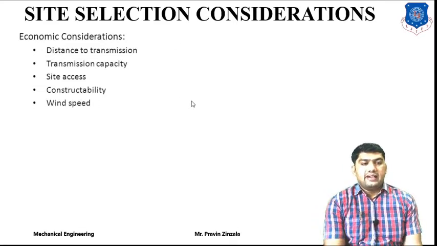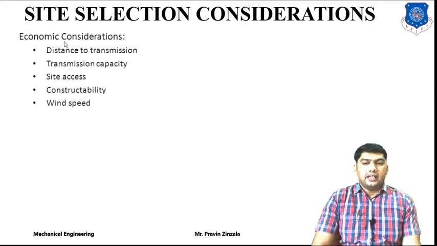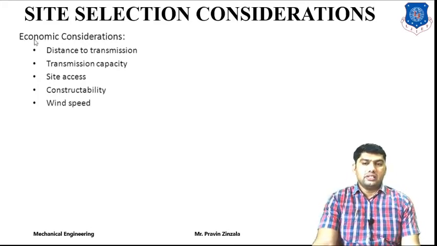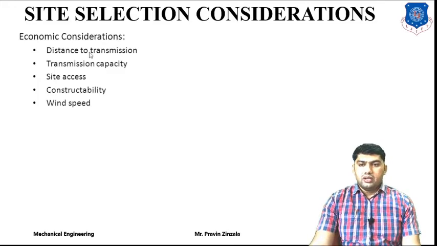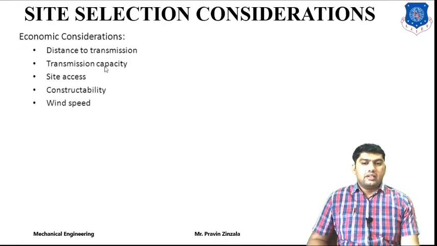We have divided site selection consideration into two parts. The first part is economical consideration. For this, we have to consider the distance to transmission, meaning near the load center. We also have to install the wind turbine near the load for maximum utilization. Then transmission capacity, meaning our capacity to transmit the power. Then site access, whether the site is available for wind turbine installation.